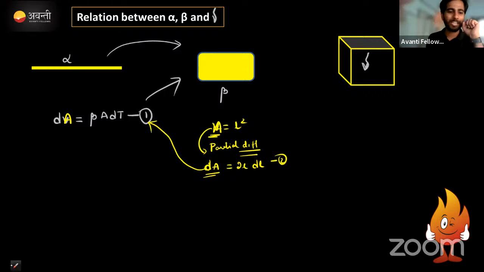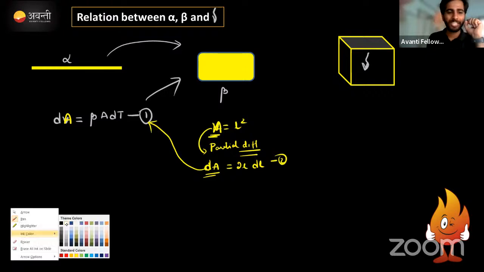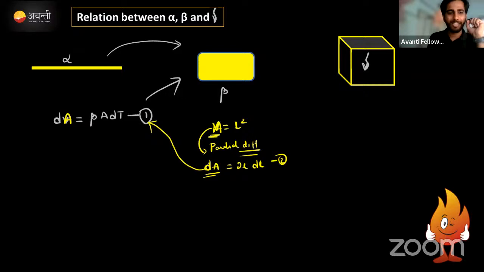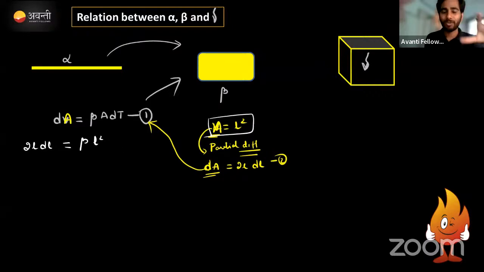What am I doing in equation number 1? I am putting it. What equation comes? Look, dA means here I wrote 2l into dl is equal to beta into area, which is nothing but l square. I will put here l square. Look, actually this is a question which is asked in NEET. It is a NEET question. What is the relation between alpha, beta, gamma? I'm explaining that one only. Please be conscious here. Okay, and then dt.